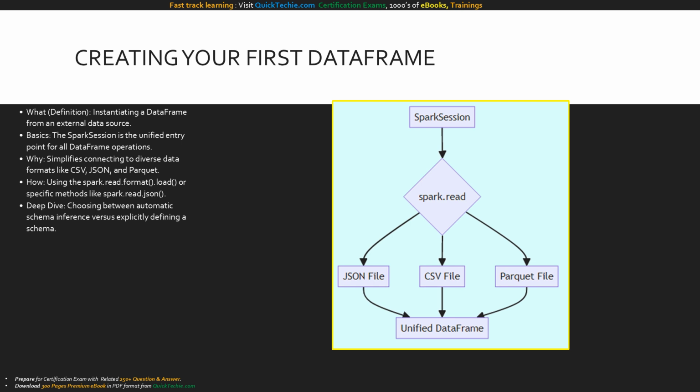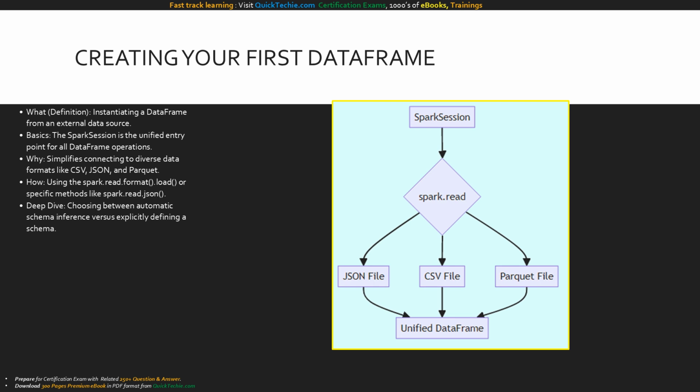Let's talk about how you actually create a data frame. The starting point for all data frame functionality in modern Spark is the Spark session. Using the Spark session, you can easily load data from various file formats such as CSV, JSON, Parquet, or even traditional databases. To do this, you typically use the spark.read interface. For example, spark.read.json directly loads a JSON file into a data frame.